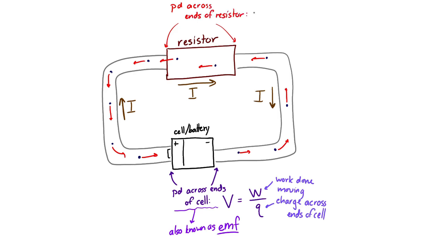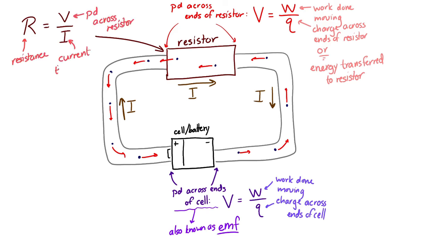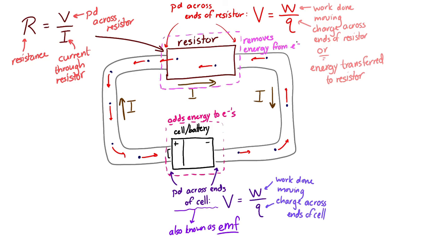Over here with the resistor, there's a potential difference across the resistor as well, and the potential difference across that resistor is equal to the work that's necessary to move a charge across the ends of the resistor divided by the amount of charge that we're moving. The resistance of the resistor is equal to the potential difference across the ends of the resistor divided by the current through the resistor. So the electrical cell or the battery here is adding energy to the electrons so that they travel around the circuit, and the resistor is removing energy from the electrons as they travel around the circuit, and the wires have essentially no effect on the energy of those electrons.